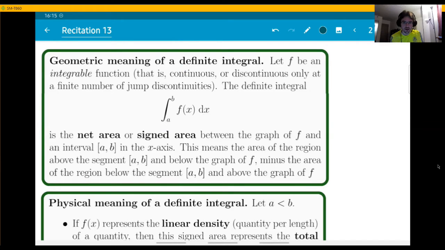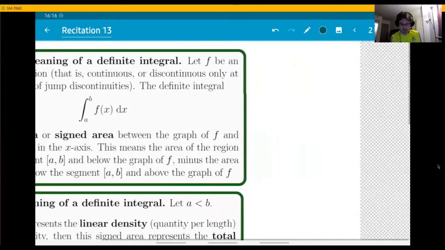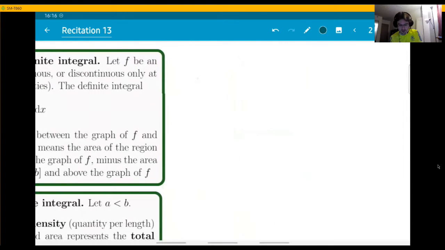If you have a function f that has to be integrable, and usually that means continuous, or it could also be discontinuous as long as it has just a finite number of jump discontinuities. Then, what is the definite integral? It is the net area or signed area. And what does that mean? You're going to be looking at the area between the graph of the function and the interval AB on the x-axis. And you consider the areas above the x-axis to be positive and below to be negative.